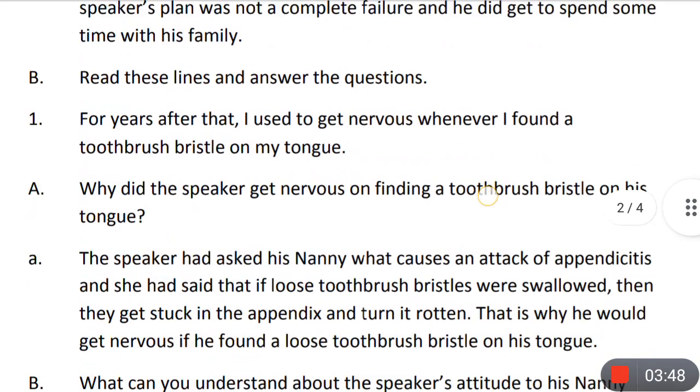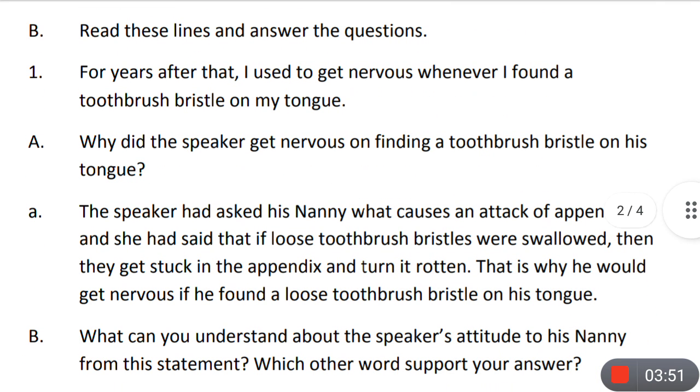Now we have section B. Read these lines and answer the question. Basically, there are some lines given from the text and we have to give the answers to support those lines. So the first statement we have from the text is, "For years after that, I used to get nervous whenever I found a toothbrush bristle on my tongue." Okay, so this is the statement.